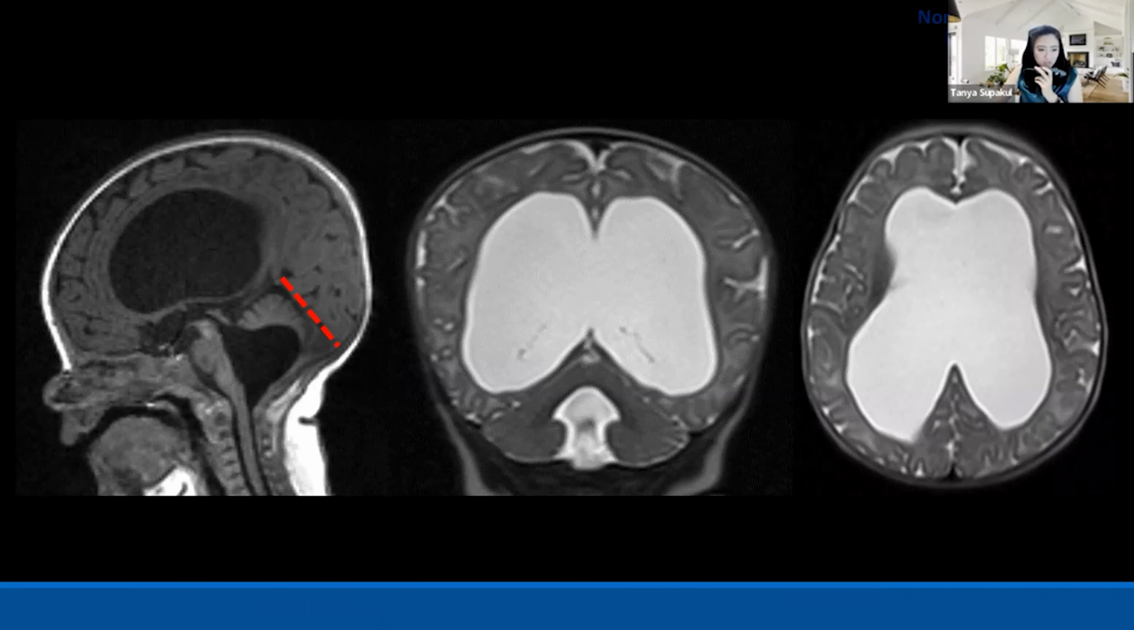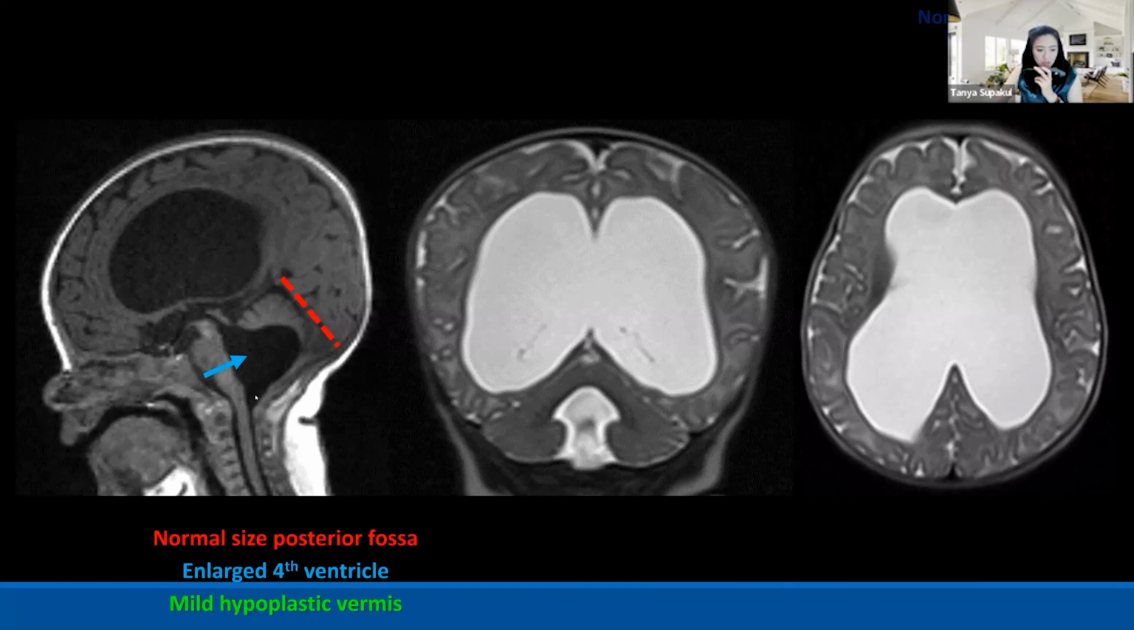This is another patient, a posterior fossa abnormality, right? There is a normal size of the posterior fossa, but you also see some cystic dilatation of the fourth ventricle here, an enlarged fourth ventricle, and hypoplasia of the cerebellar vermis here.